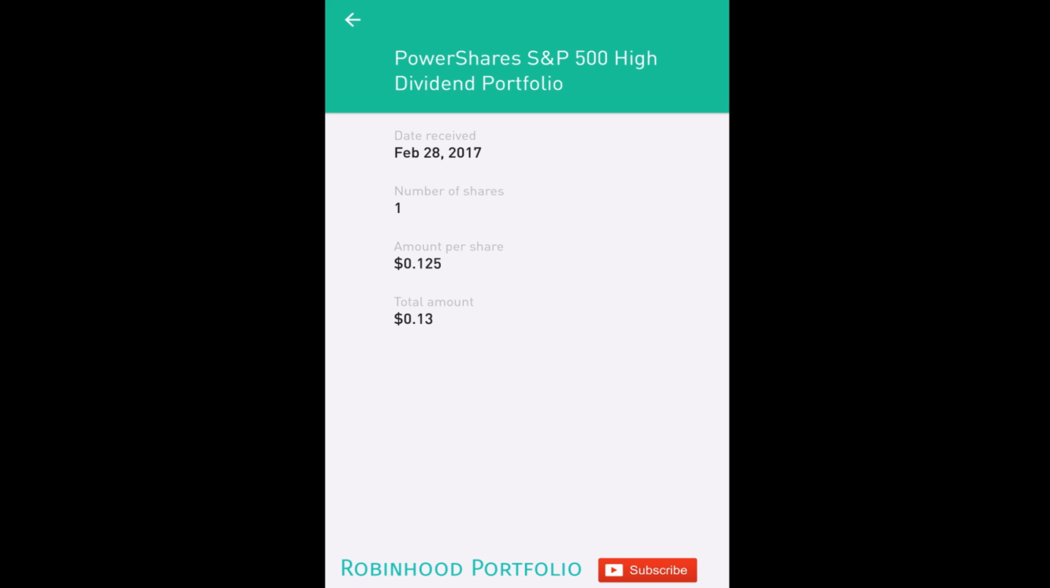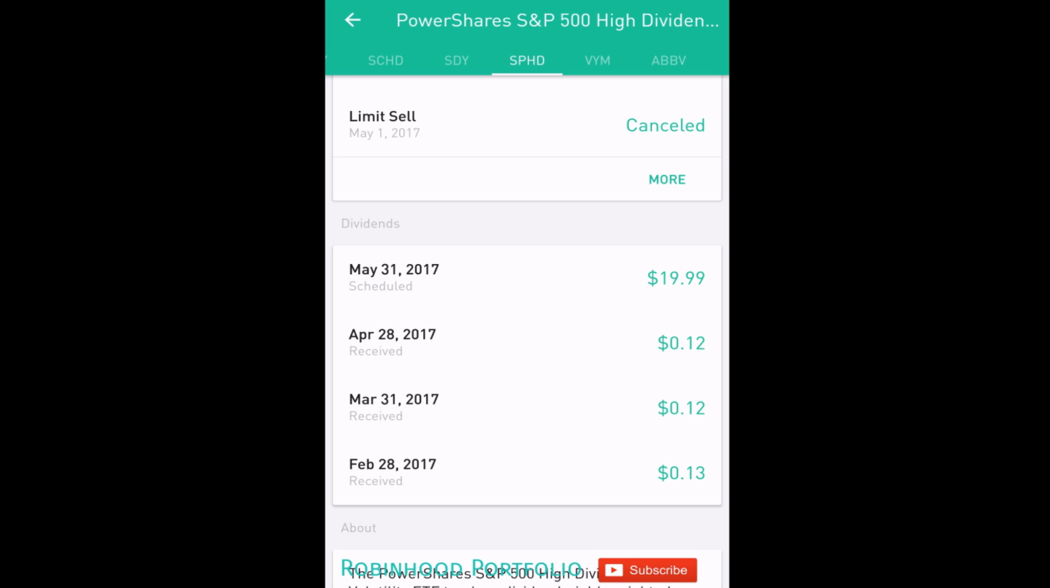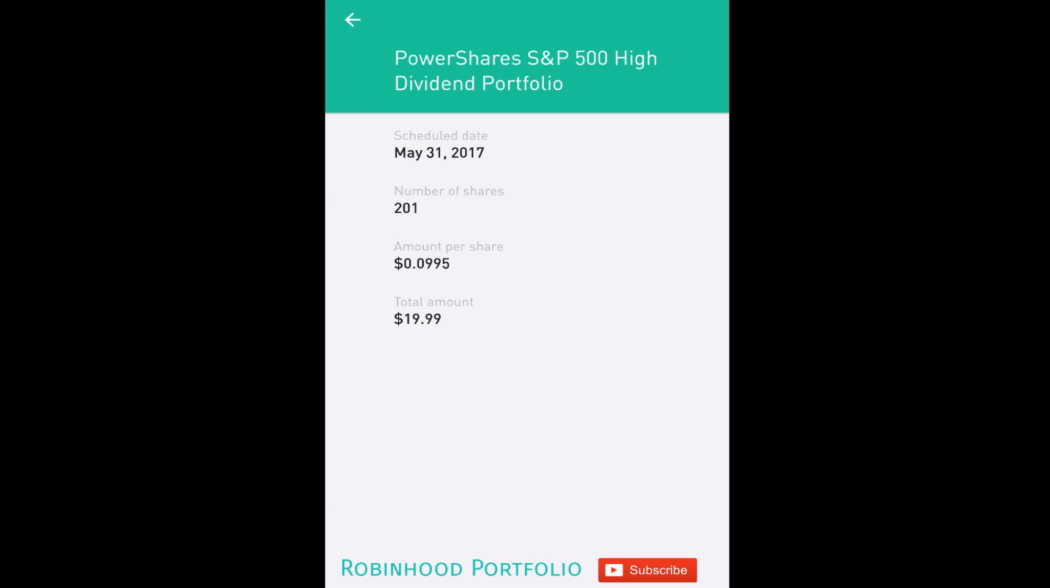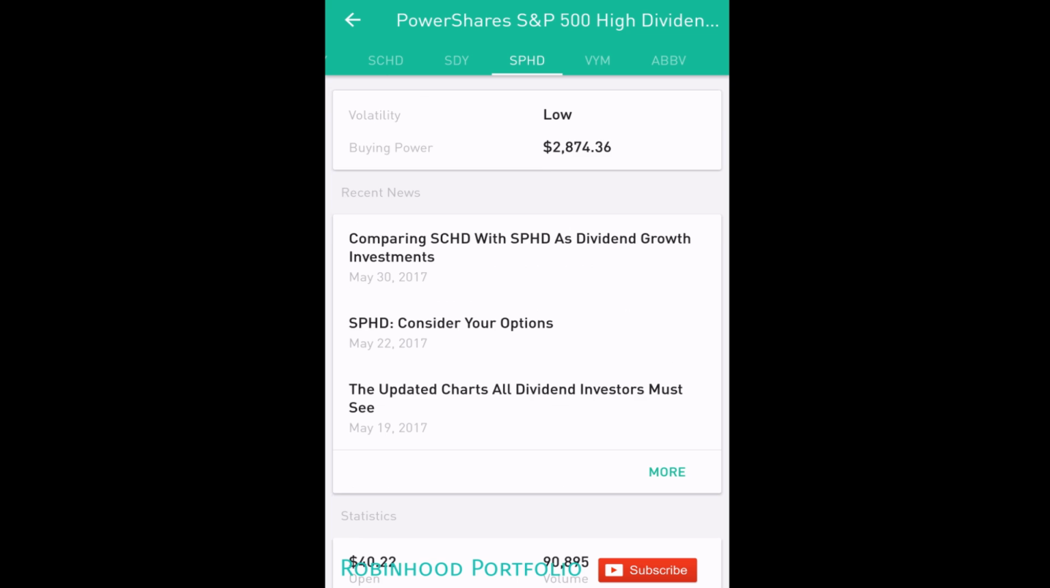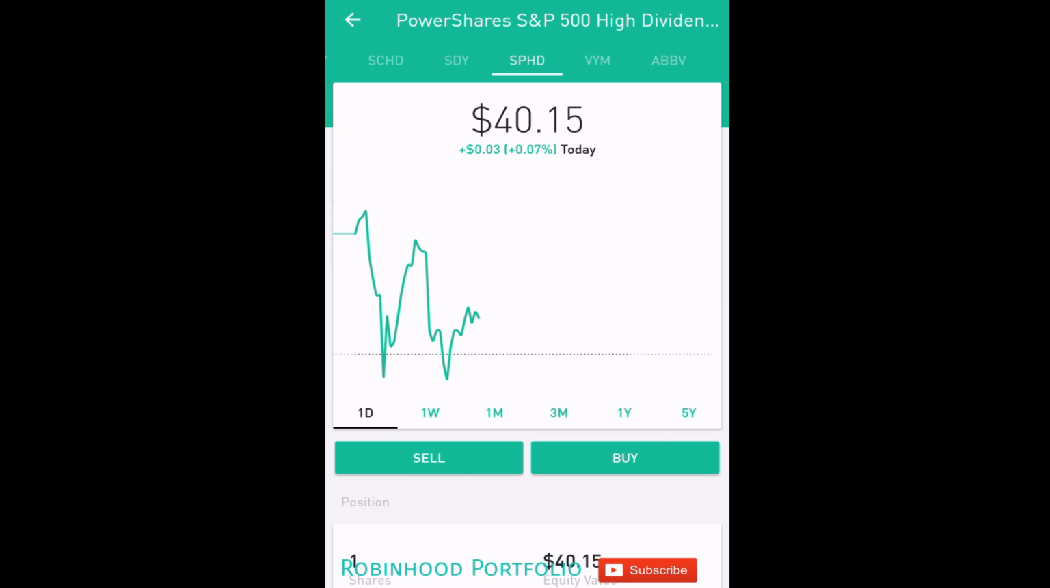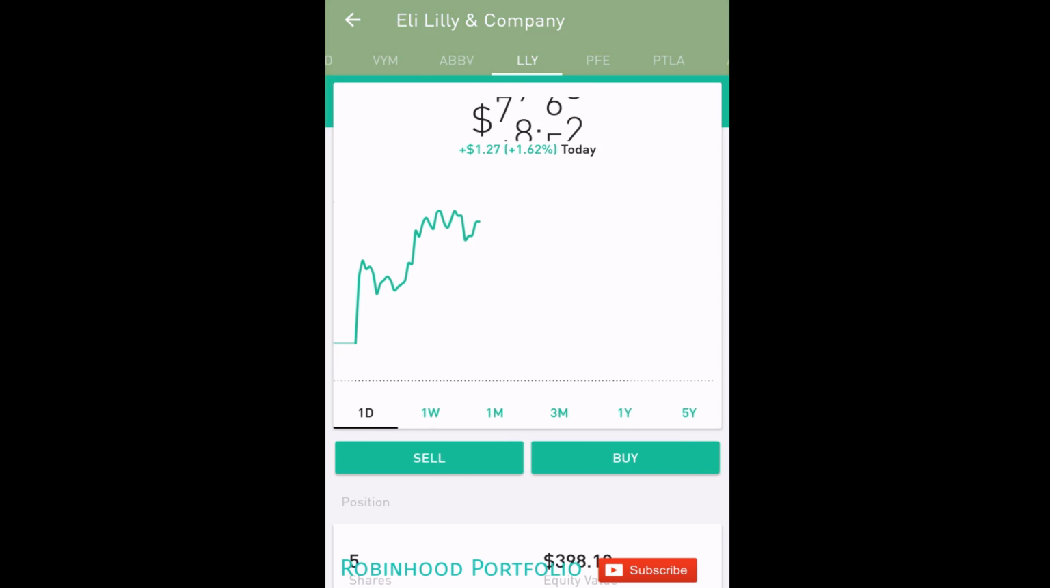Been currently paying out anywhere between 0.11 and 0.13. You can see that was 0.13. I think the most recent one was 0.0995. So it dipped a little bit. That'll change depending on what stocks are paying off in any particular interval for that particular stock.